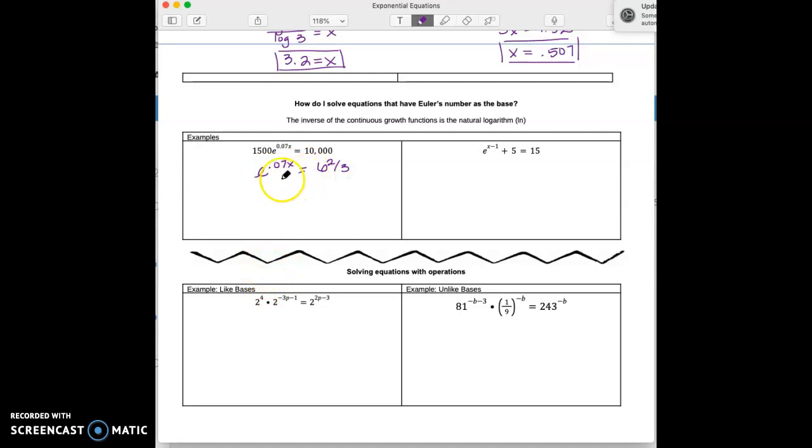So natural log to undo base e, and we can write it like this. We can do the natural log on both sides. So I get 0.07x is equal to the natural log of 6 2/3. So remember that that's just a number. So I'm going to go to my calculator, find the natural log of 6 2/3, which is about 1.89. And then the last step is going to be to divide by that 0.07. And my answer is about 27.1.